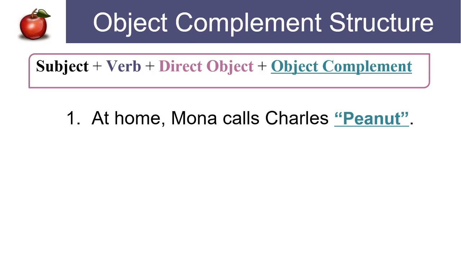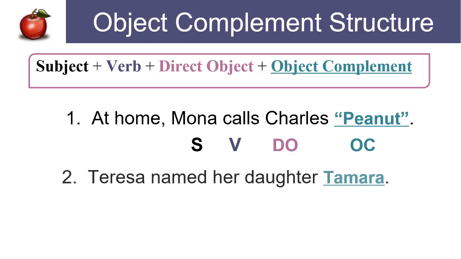For example, at home, Mona calls Charles Peanut. Mona is the subject. The verb is calls. Charles is the direct object of calls. Peanut is the object complement that gives more information about Charles. Charles is the direct object. So you see that the direct object is the noun Charles, and the object complement is the noun Peanut.